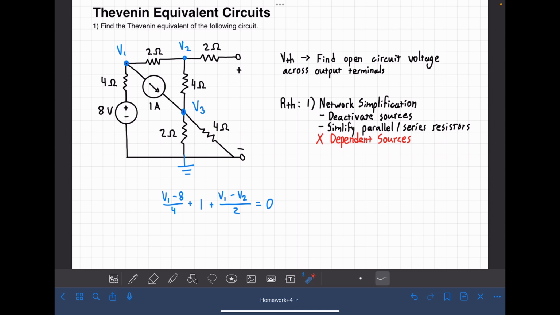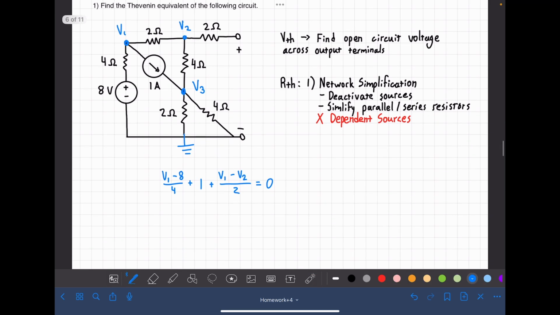For our V2, we just have (V2 minus V1) over 2 and (V2 minus V3) over 4. And that's everything, because we do not have a current going out this way. There is nowhere for it to go, so we only have 2 currents in our equation.